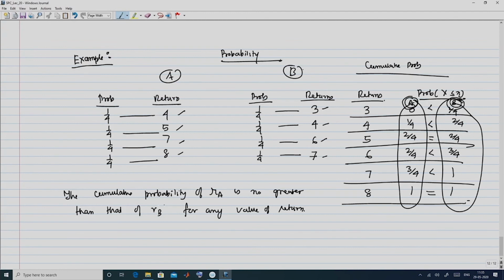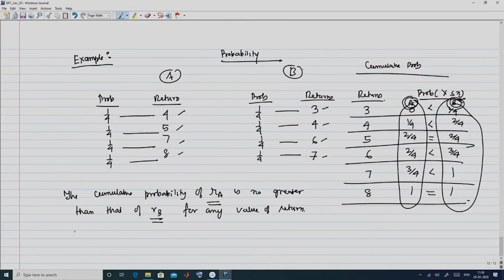So, that means that under no circumstance can the cumulative probability of A exceed that of B. So, if you draw the graph of capital F_A of R and F_B of R, then F_A of R is always going to be either coinciding with F_B of R or going to be below F_B of R. So, in accordance with the first order stochastic dominance definition that we have already done, we can conclude that asset A dominates asset B in FSD.